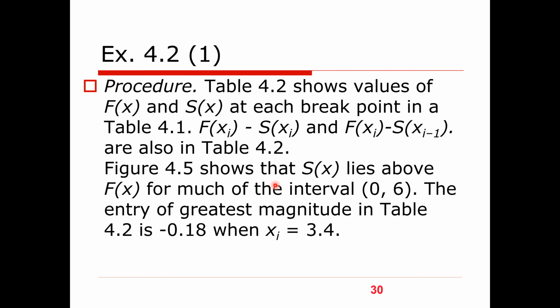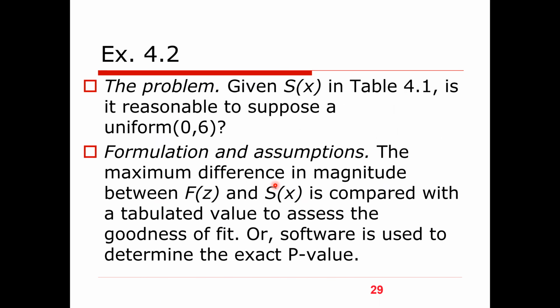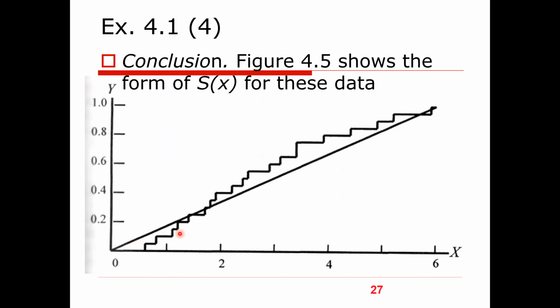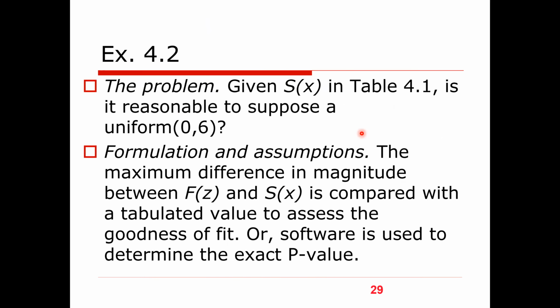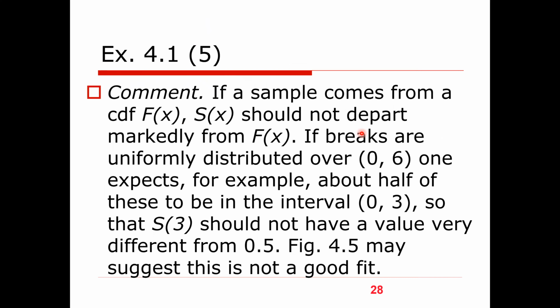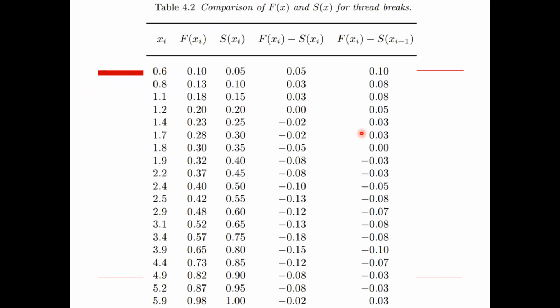So overall, we go through each breakpoint along the way. There are some Sx above Fx, and also there are some below, but more Sx above, right? So overall, Sx lies above Fx for much of the time. Then the greatest magnitude is, let's see, table 4.2. The biggest magnitude for both this column and this column is this one here, negative 0.18.